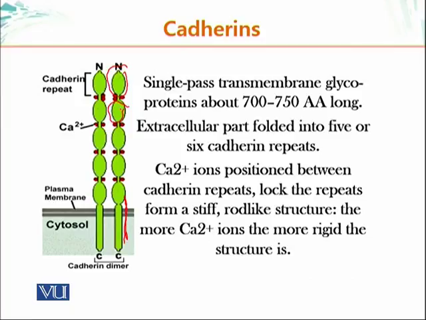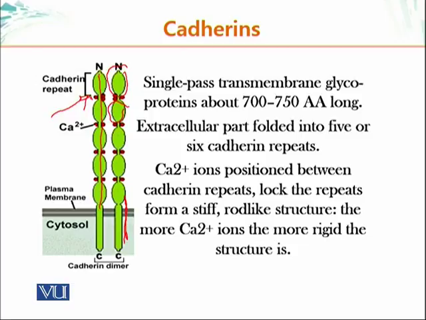And between these repeats, there are locations where divalent ions like calcium can bind. Binding of divalent ions to cadherin is very important because without this calcium, they cannot function. They cannot provide cell adhesion. So if the calcium is present, it results in stiffening of this molecule. If calcium is removed, these molecules will no longer be stiff.